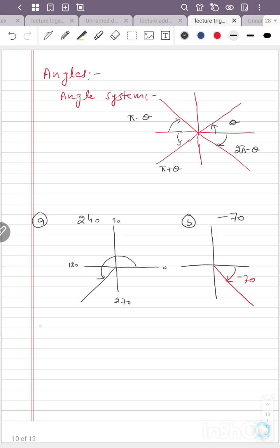Next is the C part. We have 490. How do we draw 490? It is this way. The angle looks like this one. When one circle is completed, this point is 360. After going around, we add 130 to 360, then we get the 490 angle.